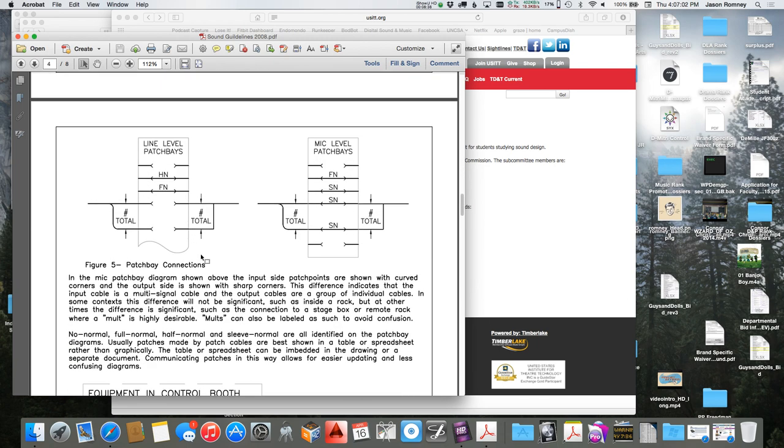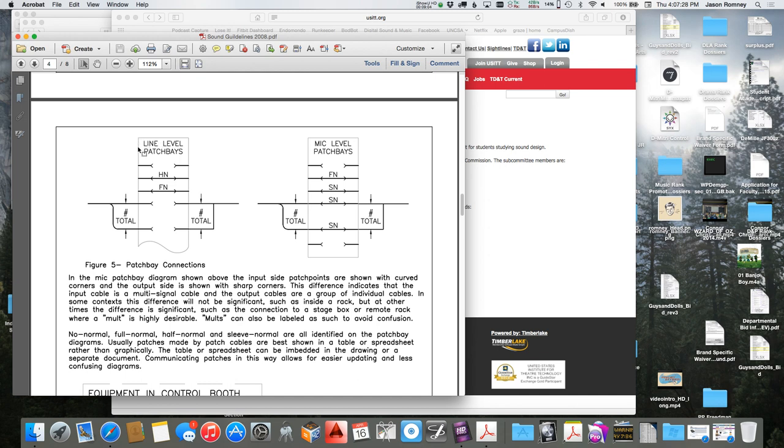Patch bays end up looking a little bit different, because a patch bay is technically not a device. It's not a piece of equipment. A patch bay is really just a bunch of connectors sitting in a box. I mean, the patch bay doesn't have any power. There's nothing really going on there. It's just a bunch of connectors and wire. And so we draw those a little bit differently. They're about half as wide as a standard device block.